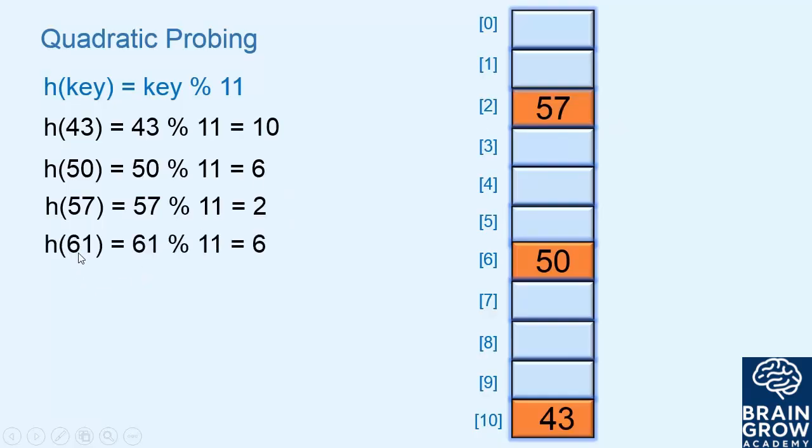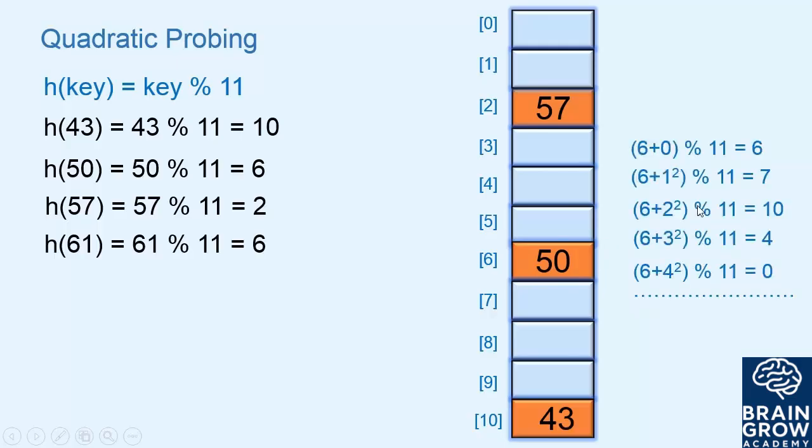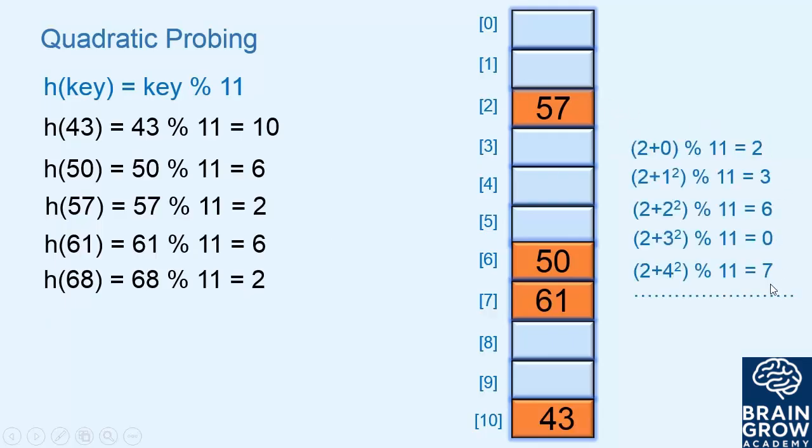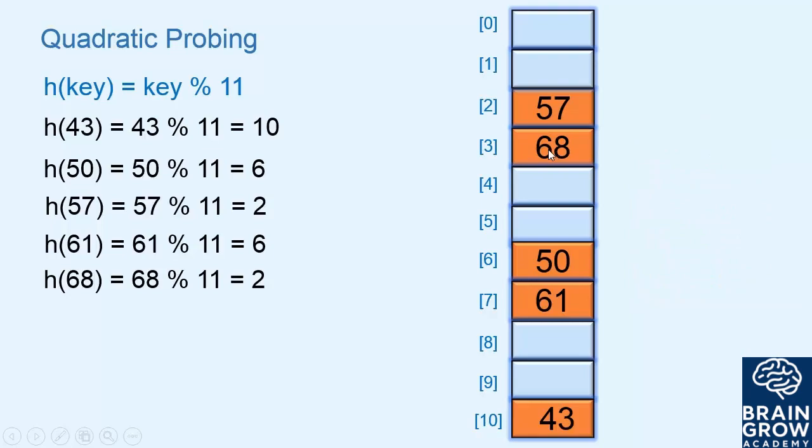Next, this key 61 is mapped to location 6. Now location 6 is not empty. So now this is the sequence of locations that we have to try. First we have to try this location 7. This location 7 is empty, so we can insert the key here. Next, this key 68 is mapped to location 2. It is not empty. This is the sequence of locations that we have to try. First we have to try this location 3. It is empty, so we insert it here.